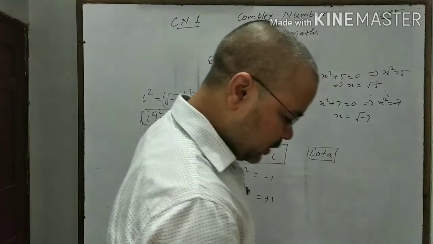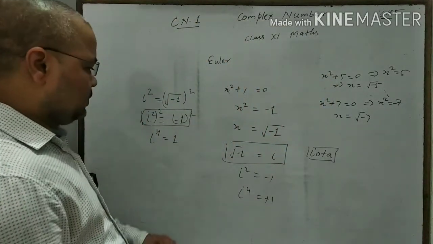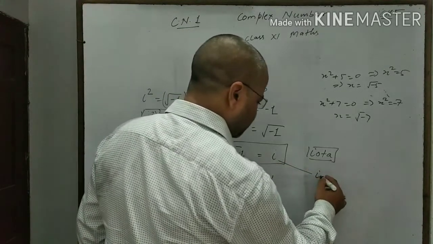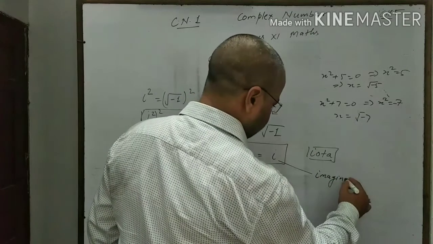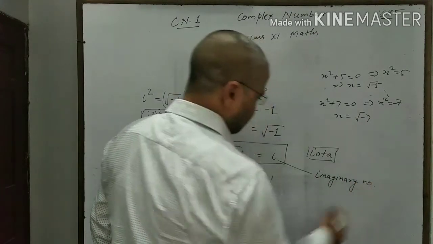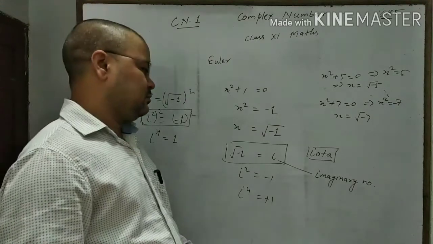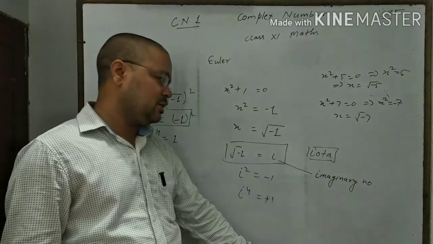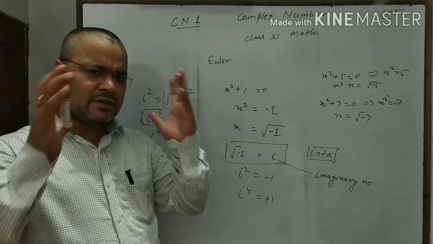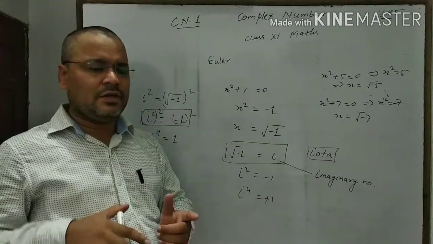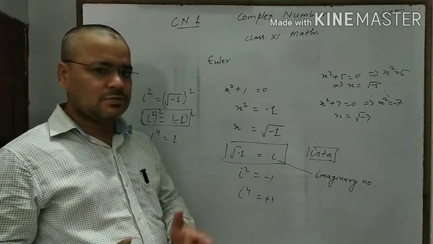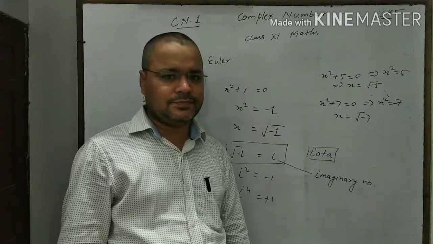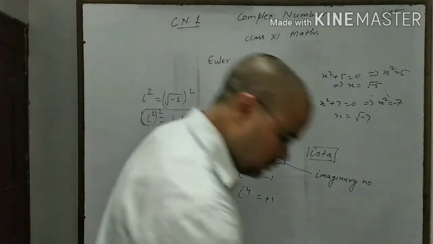Here this is called iota, and sometimes we also use i for imaginary number. Imaginary number means it is not a real number. We cannot use this number in our daily life. We can only make a concept of under root -5, under root -7. No use of this number. We can only imagine it, therefore it is also called an imaginary number.